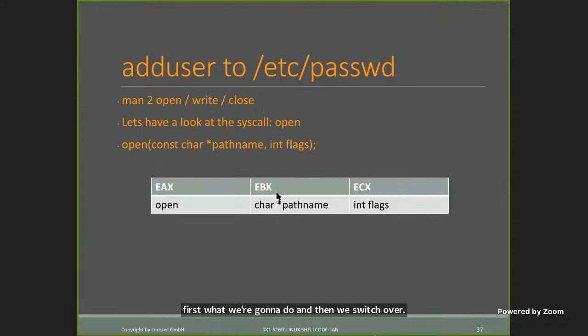Yeah. So this here shows us what arguments we need for opening a file. As I said, we usually use the man page for that. And if we are looking into open, our first argument is the path name and then the flags. The flags are how we want to open up a file.